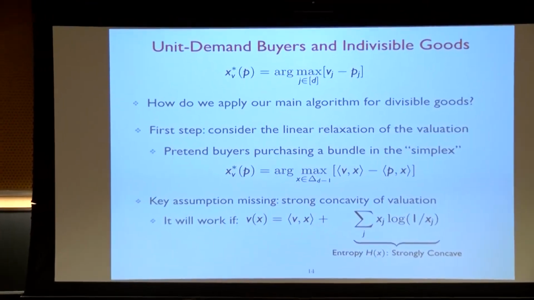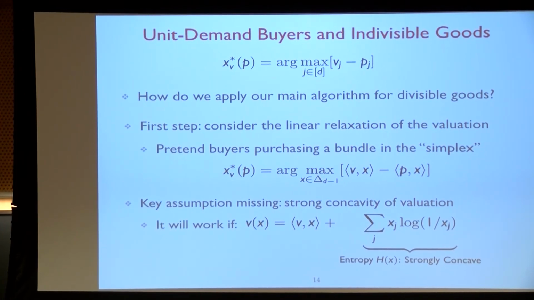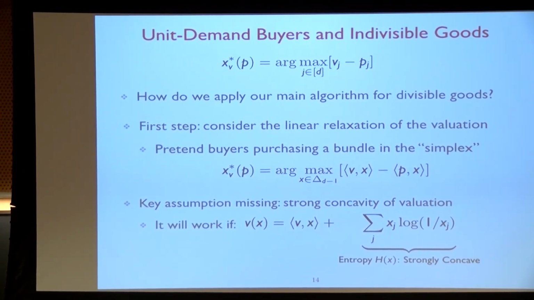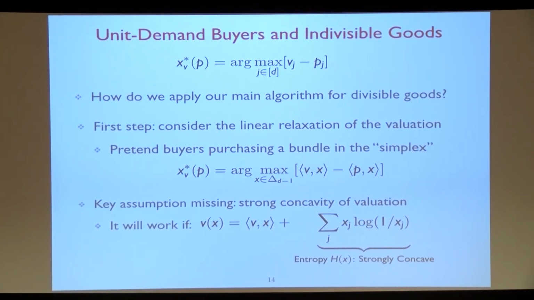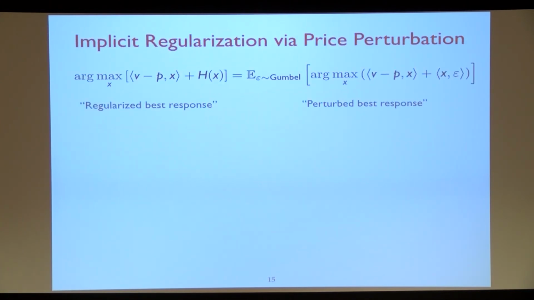But like I said, we don't actually get to control the buyers. We don't get to change how they think about the value of the items. We only get to control prices. How do we make this thought experiment work out? Actually there's a very nice connection between price perturbation and regularization in the valuation. It turns out that if you perturb each coordinate of the price by adding Gumbel noise, you don't need to know what Gumbel noise means, the expected perturbed best response by the buyer, or the purchase decision by the buyer, will equal exactly the best response in the regularized valuation.